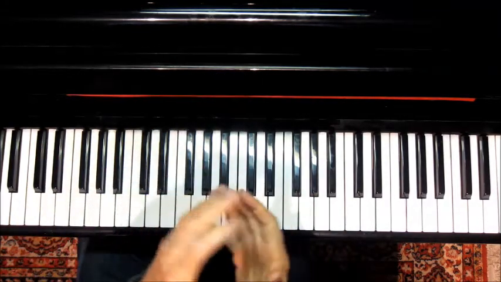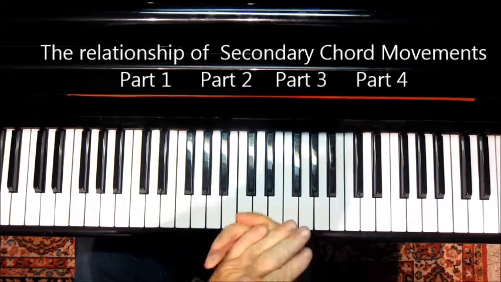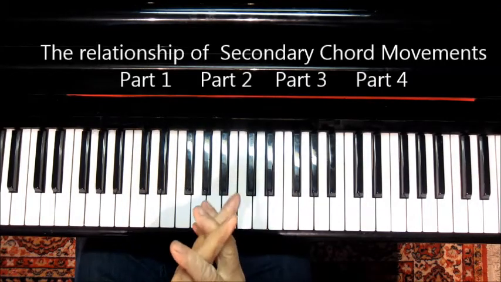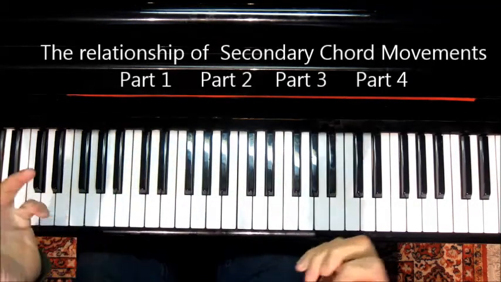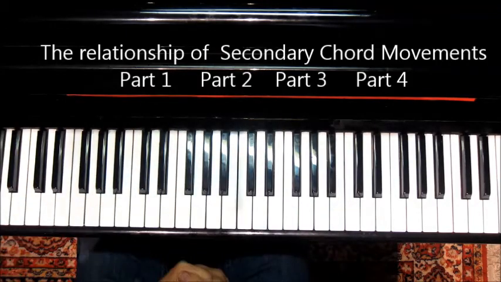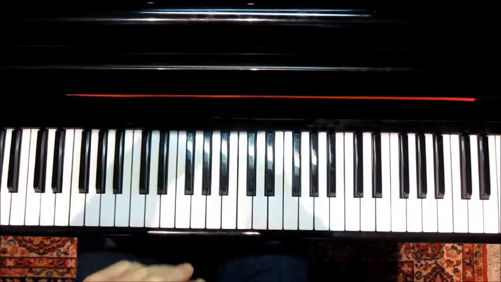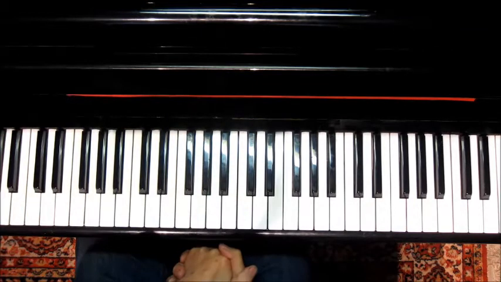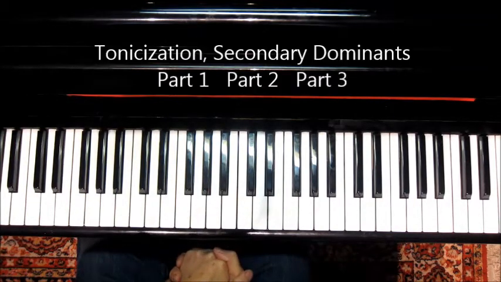they interact with each other, followed by secondary chord movements, part 1, 2, 3, and 4, and they're joined with the primary chord movements so that we have a big relationship between all the chords' primary and secondary movements. Tonicization slides in there, also known as secondary dominance. That comes in part 1, 2, and 3.